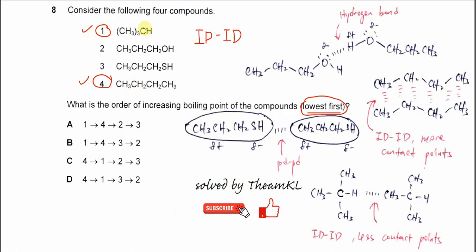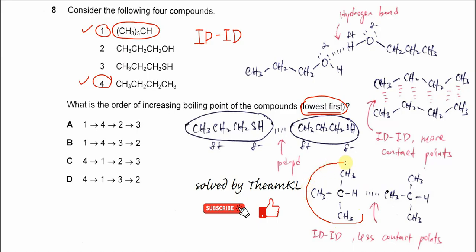So now we need to choose. Either the first one or the last one, because they are actually isomers. The carbon and hydrogen numbers actually are the same. So now we need to know what is the structure and the contact point they have. For the first compound, it is actually a branched molecule, something like this. You see, look at here, this one.